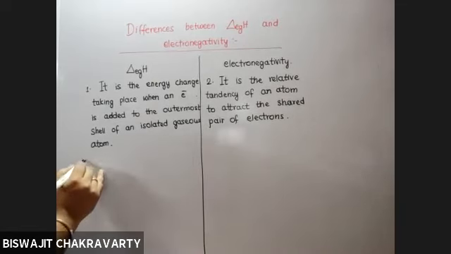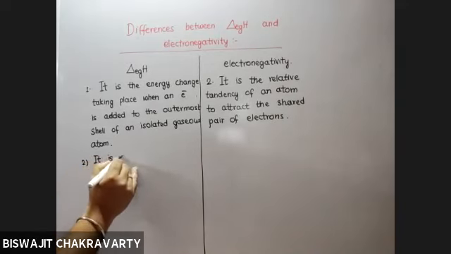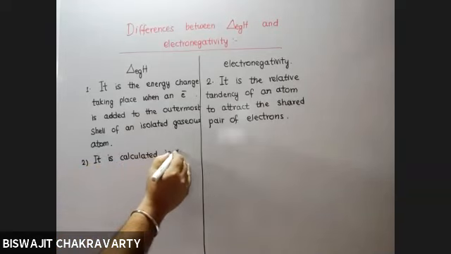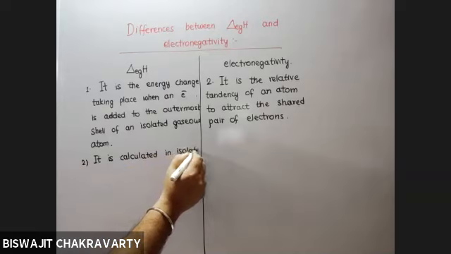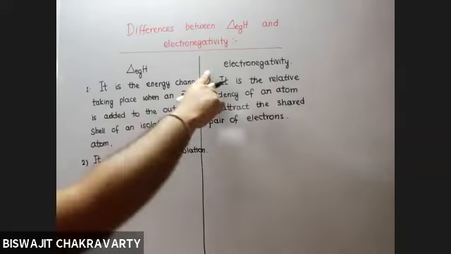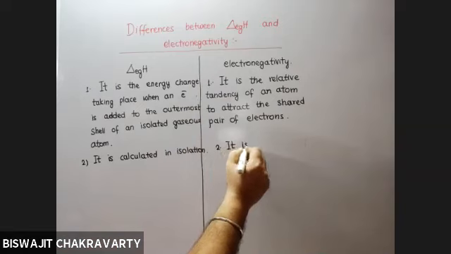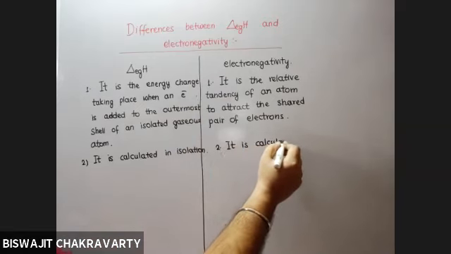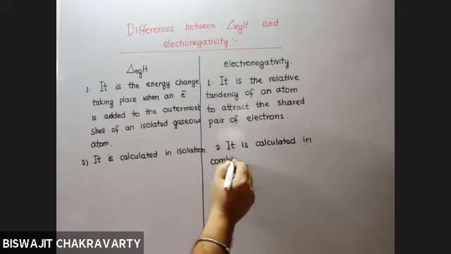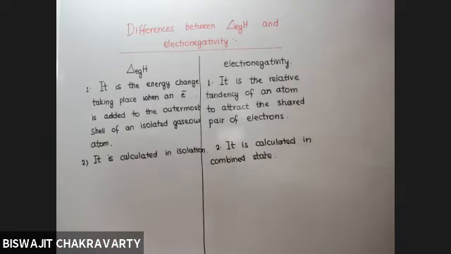Point number two. Delta EGH is calculated in isolation, isn't it? Yes, sir. This you put as point number one. This is point number two. Electronegativity is calculated in combined state, isn't it? Yes, sir.